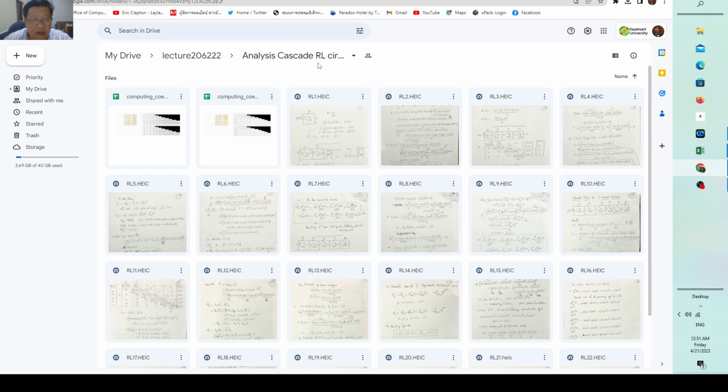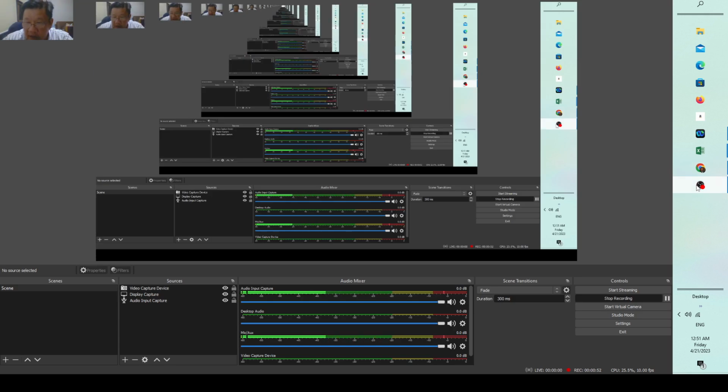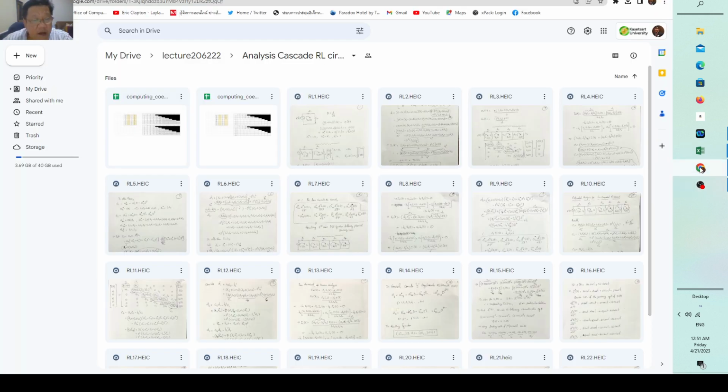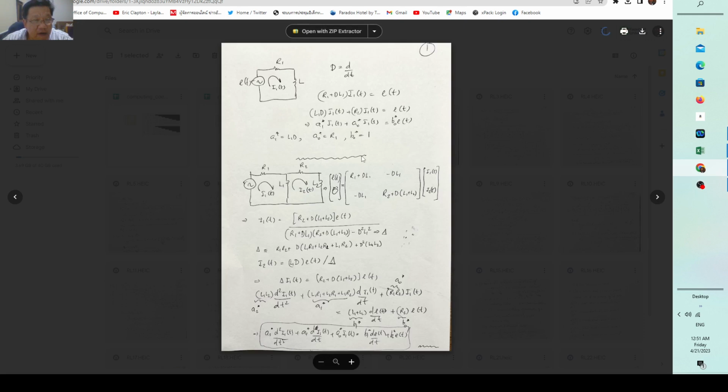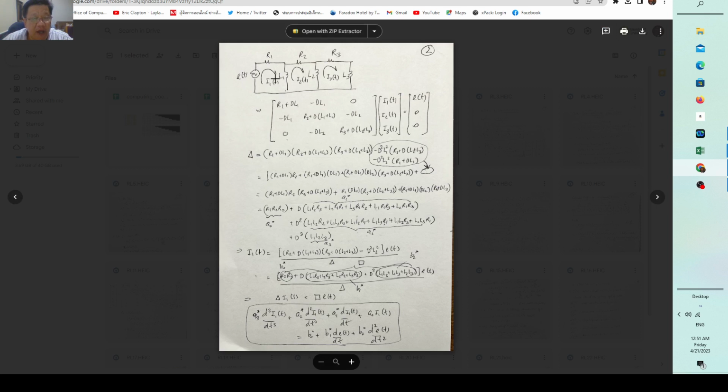Let me review our last time, the lecture from the last clip. We start with the basic RL circuit on one stage, and then start expanding for the cascade of two stage, just like what you show in the pictures, and now the three stage here.